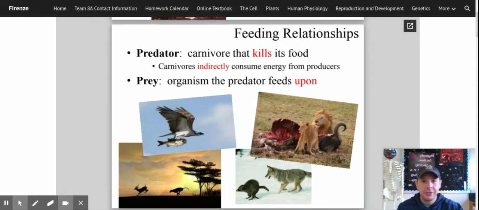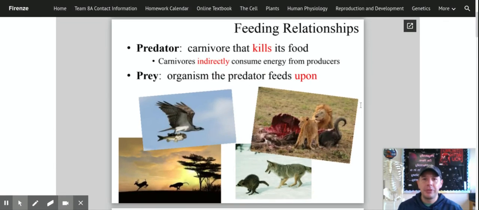Now, some other feeding relationships that are out there. Predator-prey relationships. A predator is a carnivore that kills for its food. Carnivores indirectly consume energy from their producers. So a producer has a herbivore eat it, now a predator or a carnivore eats that. And so they're getting their energy originally from the sun, then it goes to a producer, then it goes to a primary consumer, and now your predator is eating it. Now, what does a predator eat? They eat their prey. So predators eat prey.